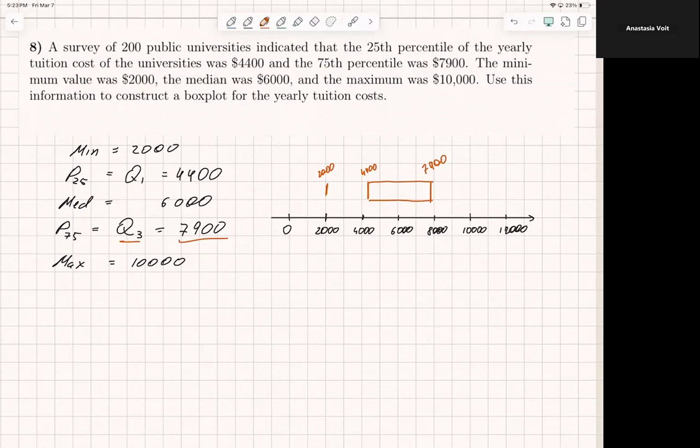right? Then the middle, or the median, is 6,000. So this is a line right here. And the maximum is 10,000, which is a line right here. So we need to connect the minimum with the box and the maximum with the box, so that we have the whiskers. And that is it. And the median is 6,000. Okay. So this is how you draw the box plot for this type of question.